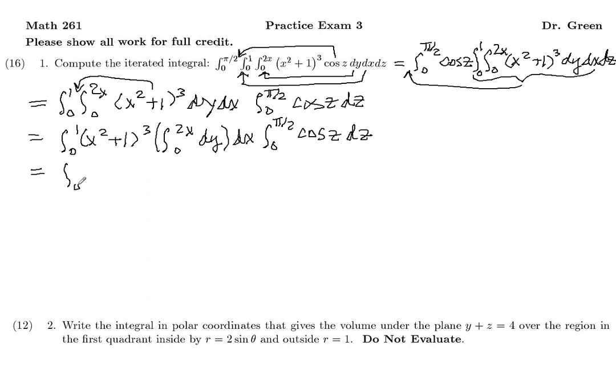So this will be integral from 0 to 1, with our x squared plus 1 cubed. And then the antiderivative here, this is 1, so the antiderivative is y, from 0 to 2x, and then dx. So plug in 2x for y, plug in 0, and subtract. Let's bring along our z integral, 0 to pi over 2 of cosine z dz.